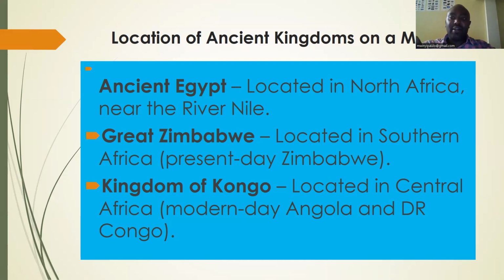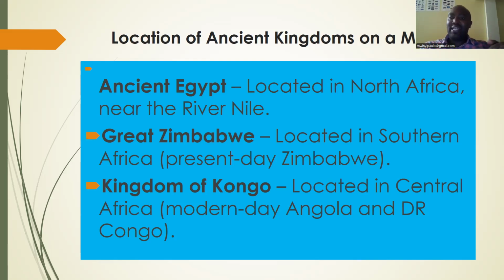I'm sure you can remember, we've said that one of the key factors that led to the growth of the ancient Egypt was River Nile. So ancient Egypt was located near River Nile.